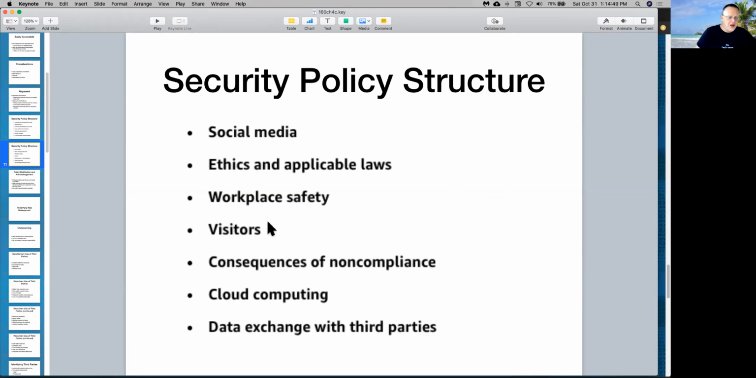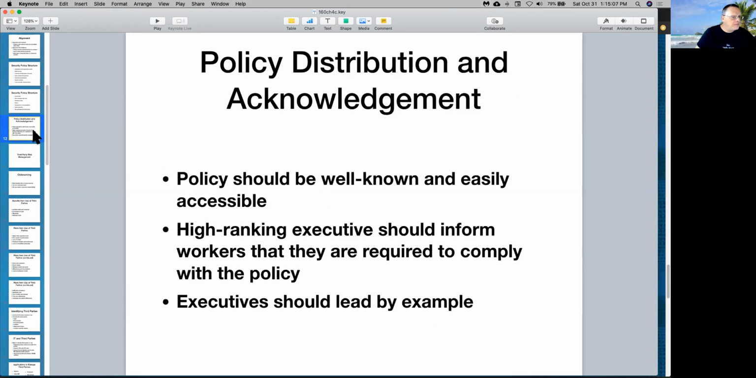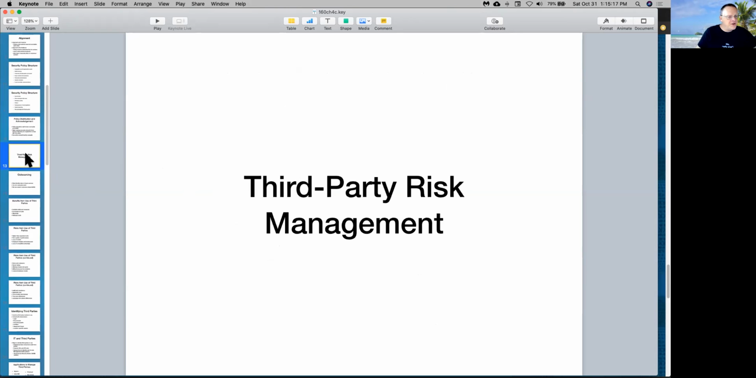You've got laws, you've got workplace safety. If you break policies, you have to specify what the consequences are. And now you've got cloud computing, which we're going to talk a lot more about later, and third parties. You are using other people's assets to do your business, and they're holding your data, and you have to consider what they're doing with it. So you have to publish the policy so everybody can get it. The top executives should make it clear that everybody's involved, everybody's subject to policy, even high executives.